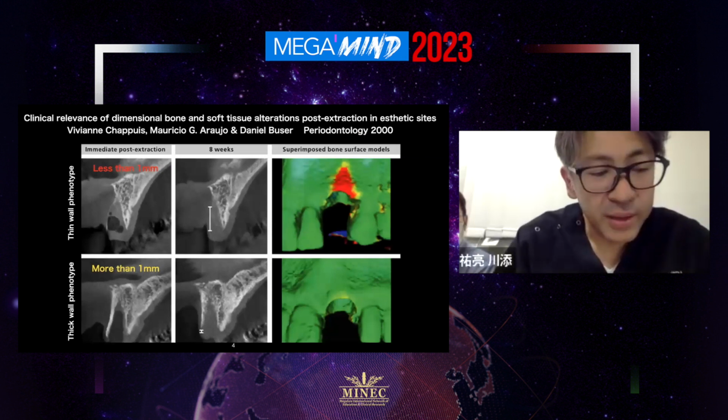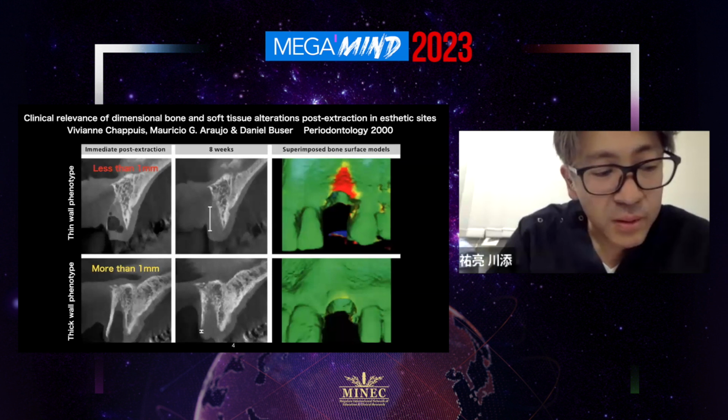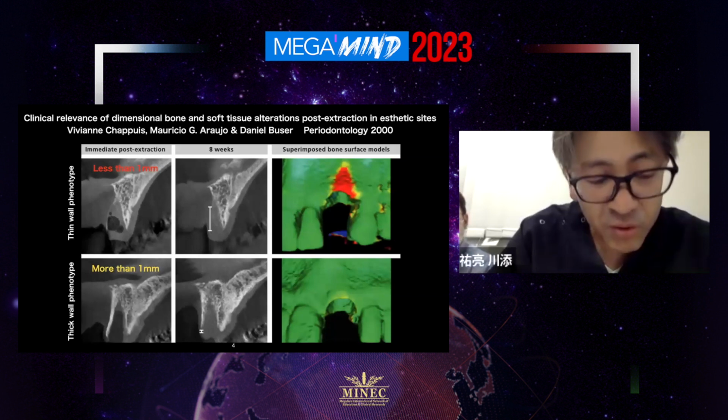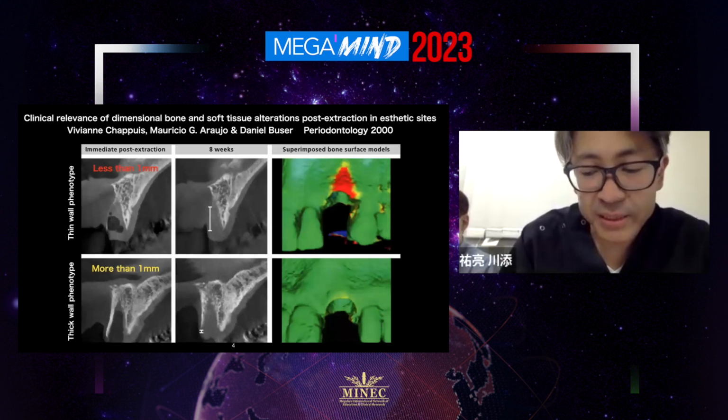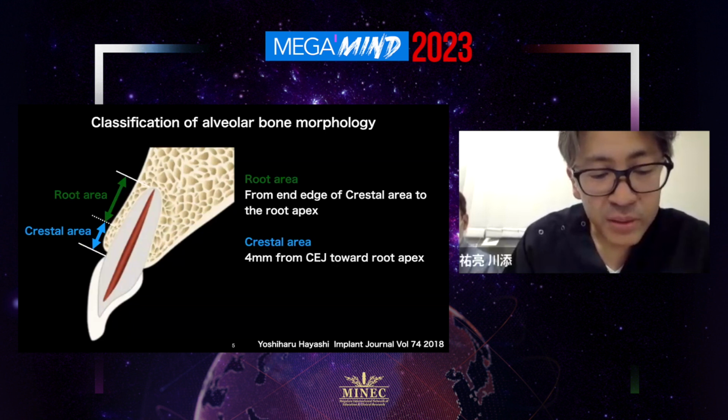On the other hand, Professor Buza reported that bone resorption is less likely to occur when there is more than 1 millimeter of alveolar bone on the labial side. My mentor, Dr. Hayashi, divided the labial alveolar bone into 2 areas as shown in this figure.